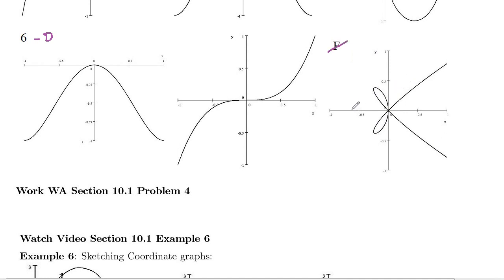So you should be able to do something similar with web assigned problem number 4 and the matching there. You should be able to do some elimination. Why don't you give that one a try?